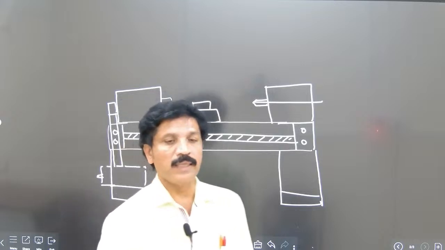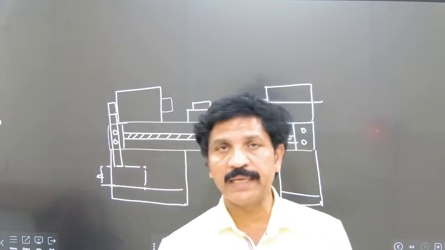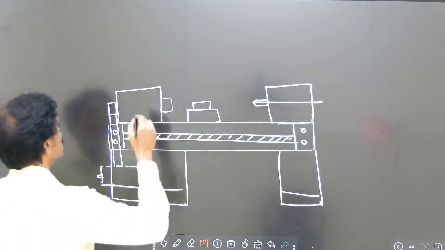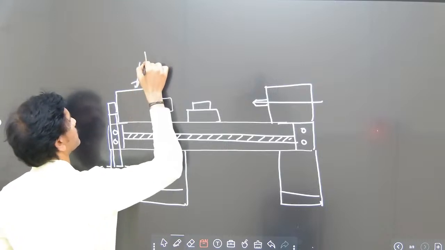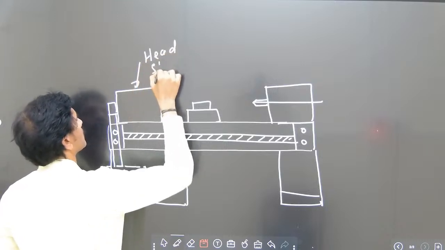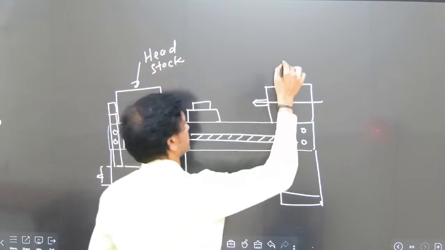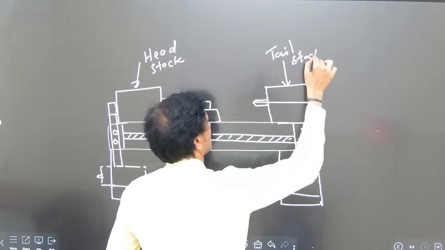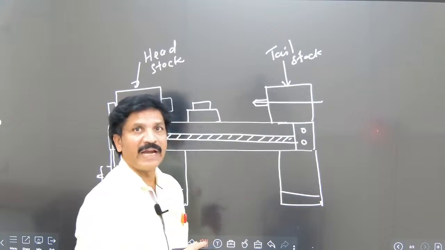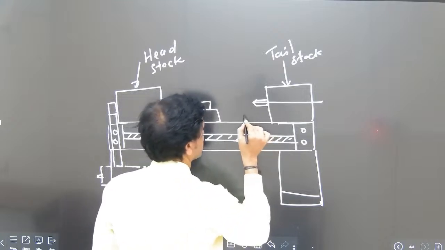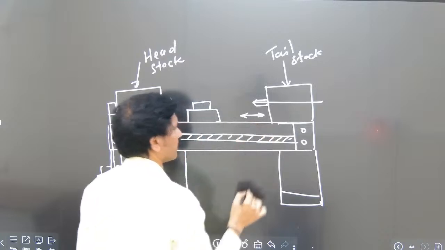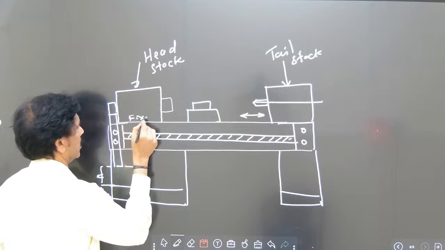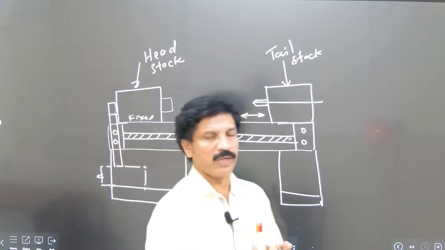These are the line diagram. What I represent there is the line diagram of a lathe machine. See the parts here. This is headstock. Headstock. Tailstock. It also has movement on the guide vanes of the bed. It is moving left to right or right to left, but the headstock is fixed. This is the fixed part. It can't change its position. It will be fixed.